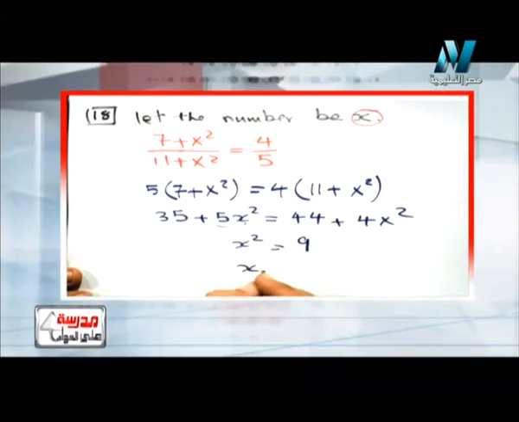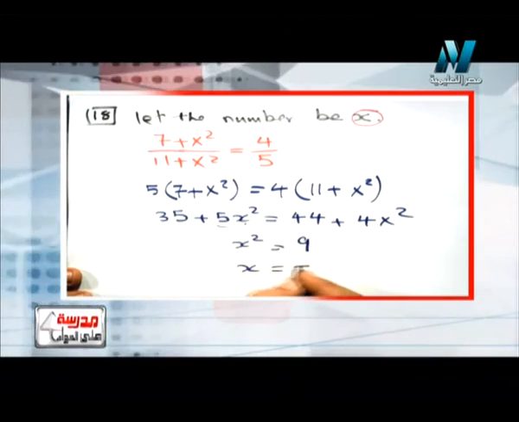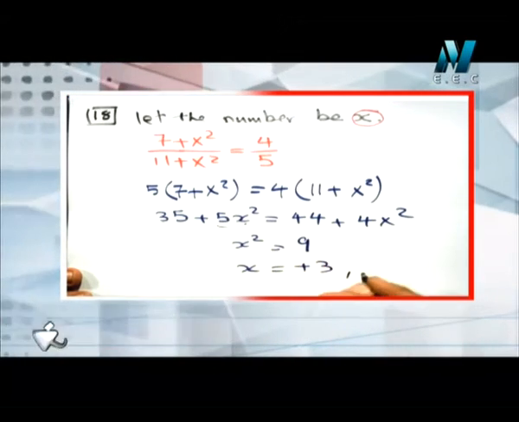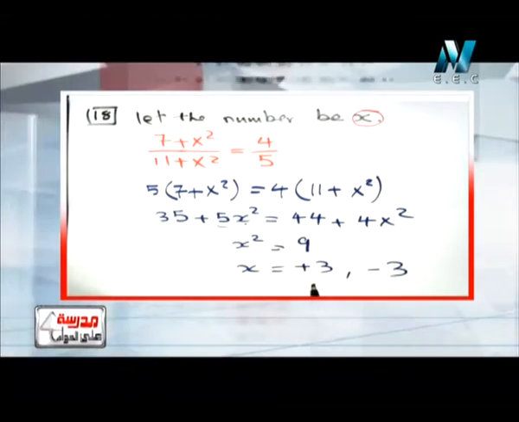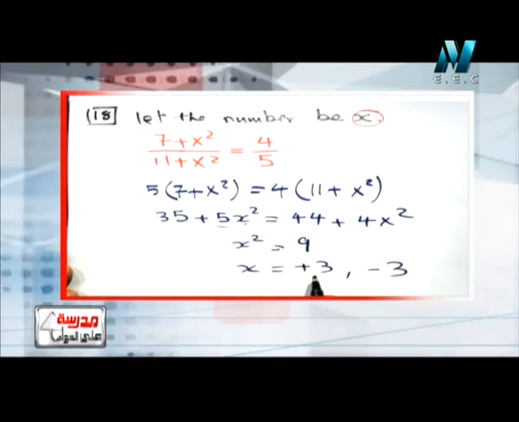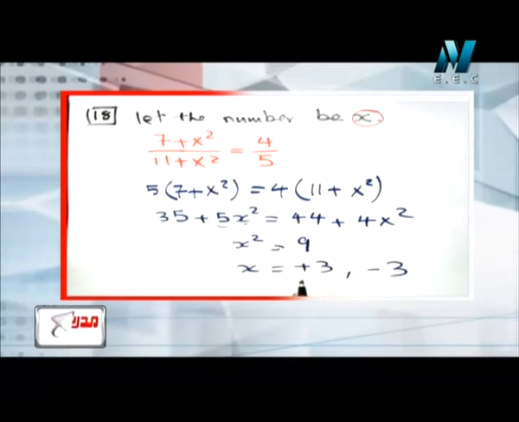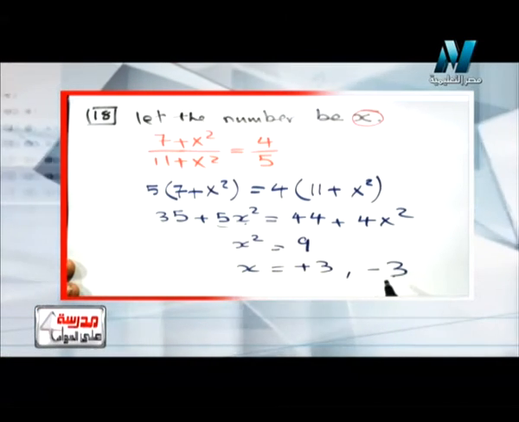So we have 2 values for x. The first value is positive 3, and the other value is negative 3. If the question asks me to find the positive number, I'm going to write only 3. And if the question asks me to find the negative number, I'm going to write only negative 3. This is what we have in exercise number 18. Okay, let us now move to another exercise.